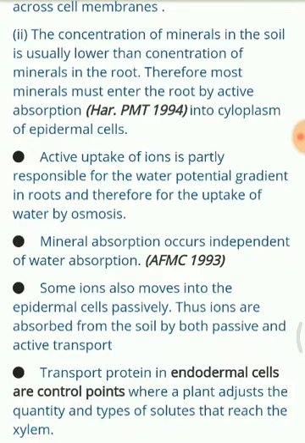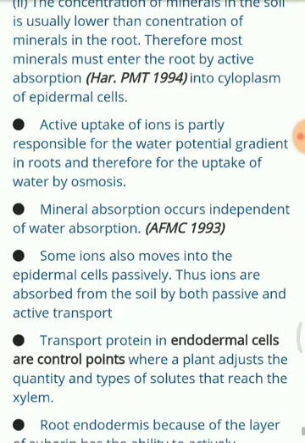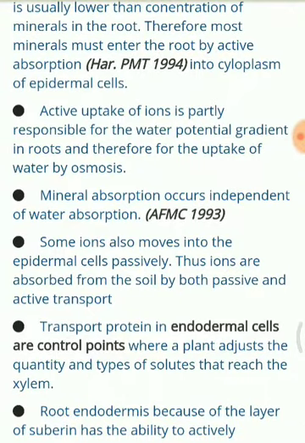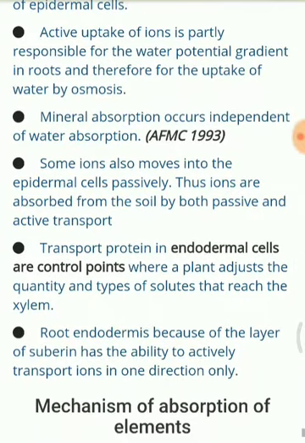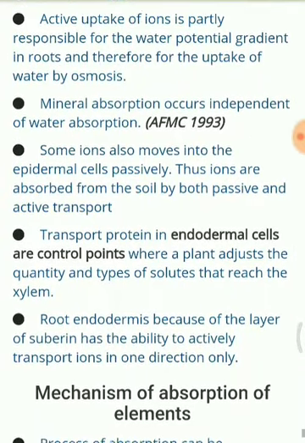Active uptake of ions is partly responsible for the water potential gradient in roots and therefore the uptake of water by osmosis. Mineral absorption occurs independent of water absorption. Some ions also move into the epidermal cells passively. Thus, ions are absorbed from the soil by both passive and active transport.